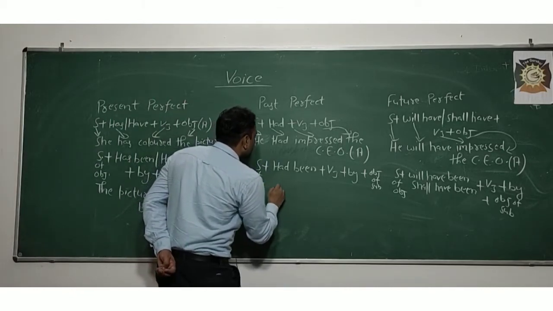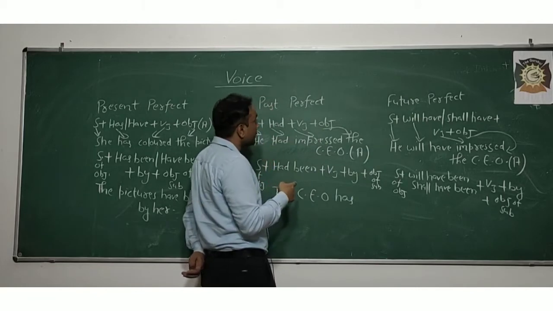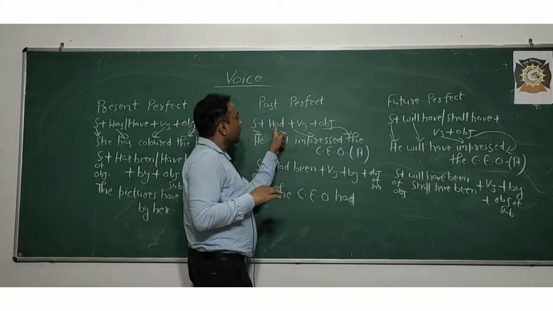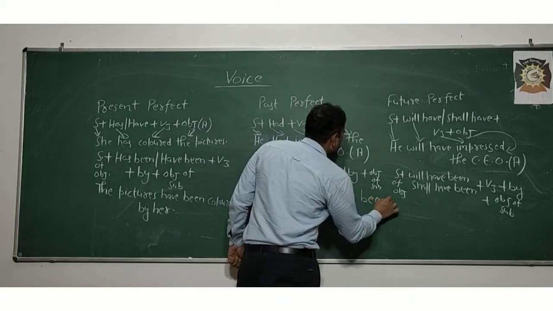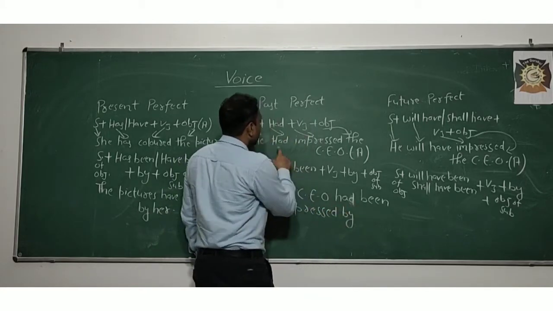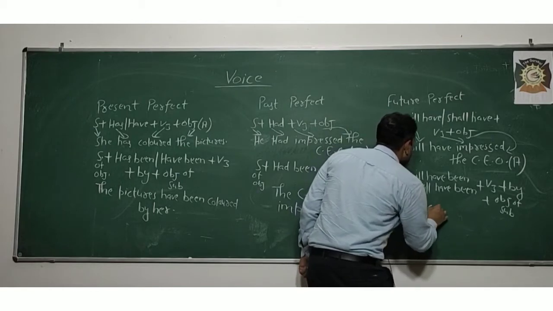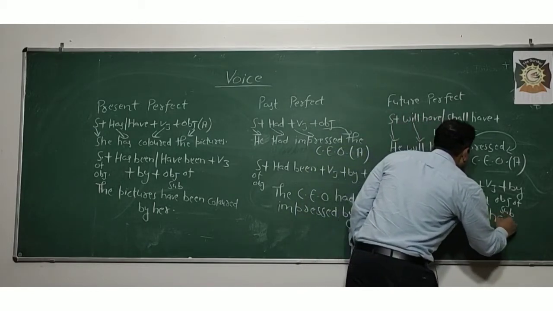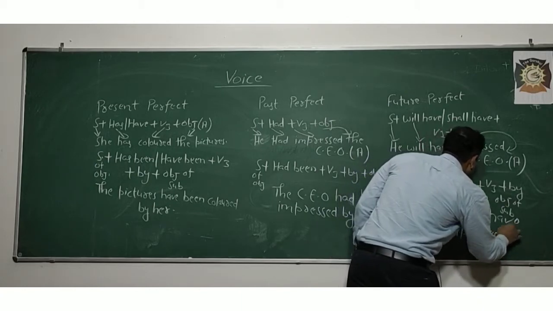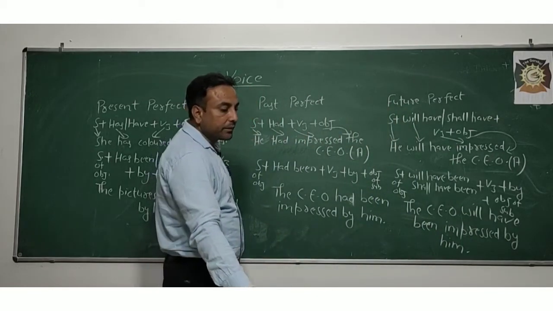He had impressed the CEO. The CEO is only one person, but we will use had, because there is only one helping verb had, whether the subject is singular or plural. The CEO had been impressed by him, he changed into him, and full stop. Same is the case here. The CEO will have been impressed by him, and again full stop.